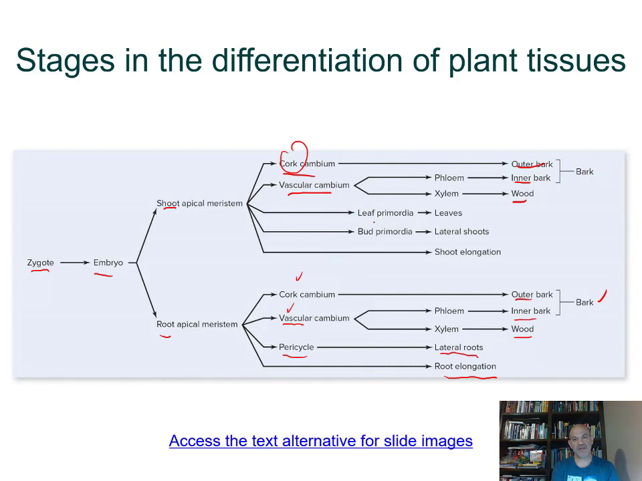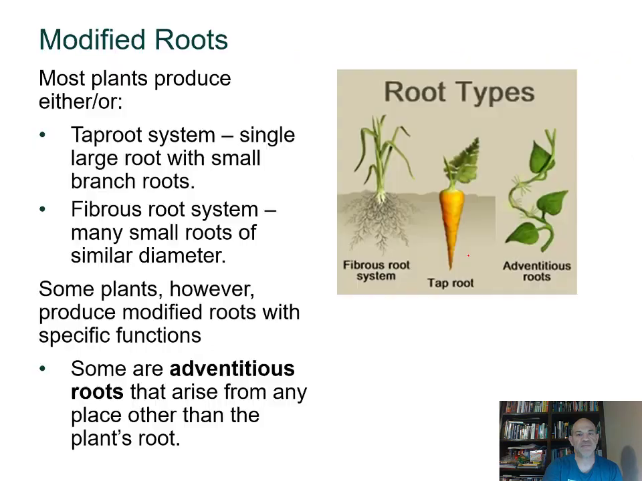Some structures that end up forming on the apical meristem would be leaf primordia, which become leaves that are going to have vascular tissue, ground tissue, and epidermal tissue as they go through maturation. You're going to have bud primordia, which can become lateral shoots like branches. They may even become flowers if it's a flowering plant. And then, of course, that apical meristem does produce more length in primary growth of the plant.